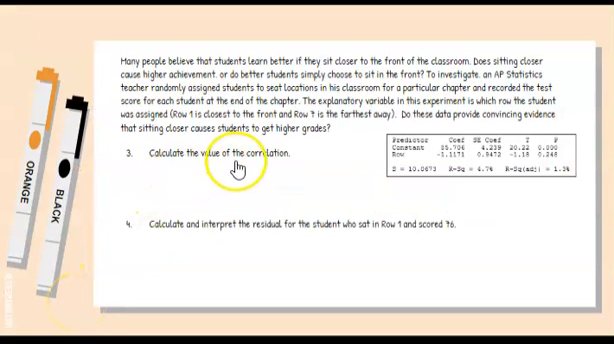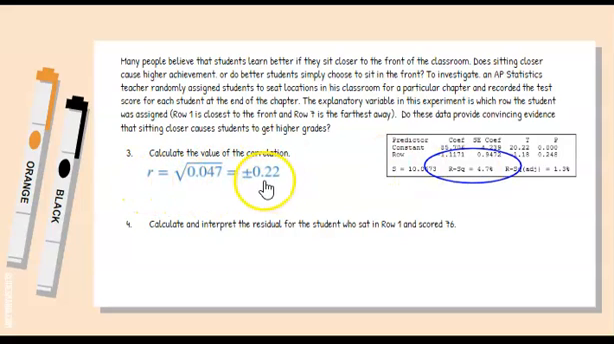Number 3, calculate the value of the correlation. Remember, correlation is just r. The table doesn't tell us r, but it does tell us r squared. So what we need to do is convert this percentage to a decimal and take the square root. So when I do that, I get 0.22. Now I have to decide, is the association positive or negative? The way I'm going to know, without a scatter plot, which I have, but I also can tell from the slope of the line. The slope of the line is negative. So I know that my r value is negative 0.22.